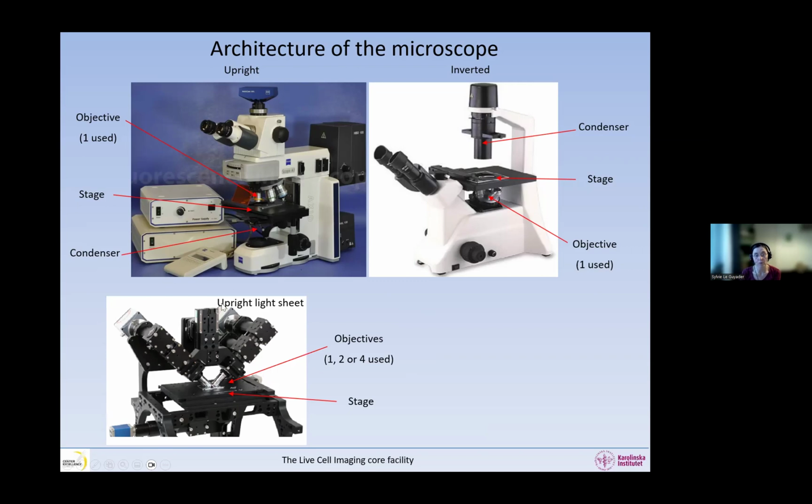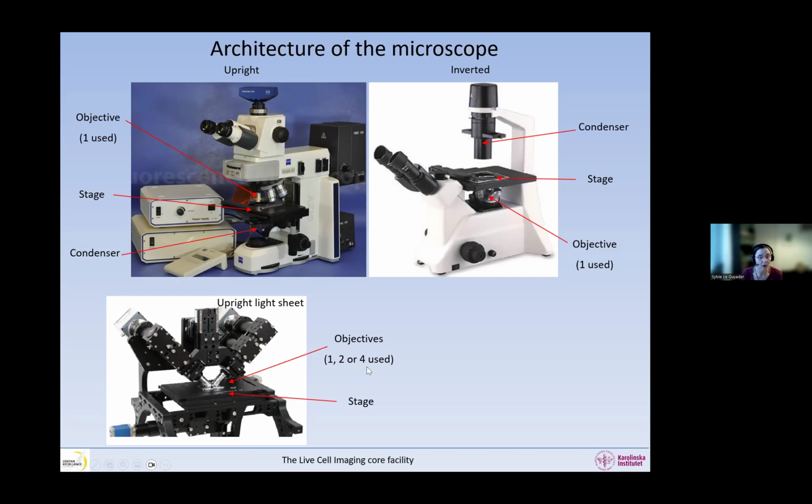So this is an upright light sheet system. Why is it upright? Can anyone tell me? Because objectives are on the top of the sample. Exactly. The objectives are above the stage. So this is the definition of an upright system. The objectives are above the stage. If the objectives are below the stage, it's an inverted system.